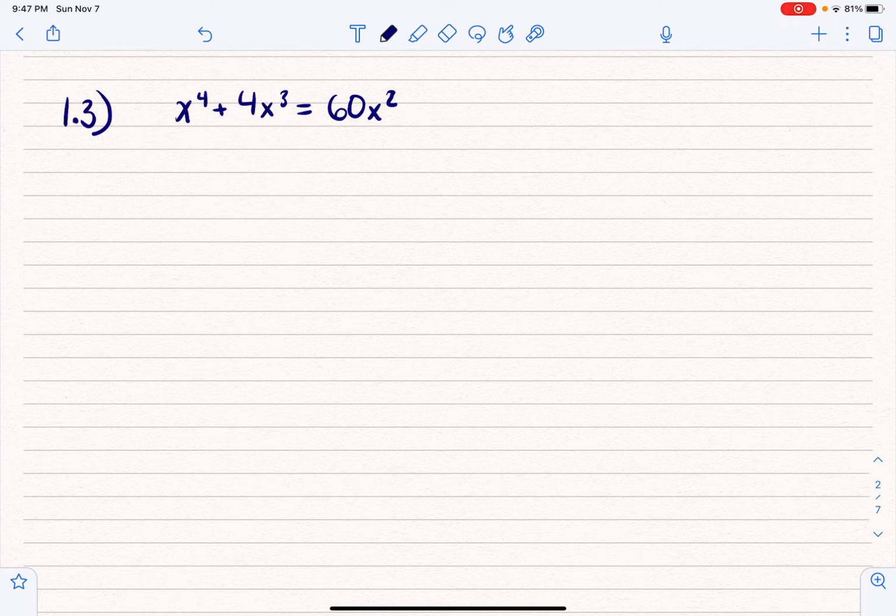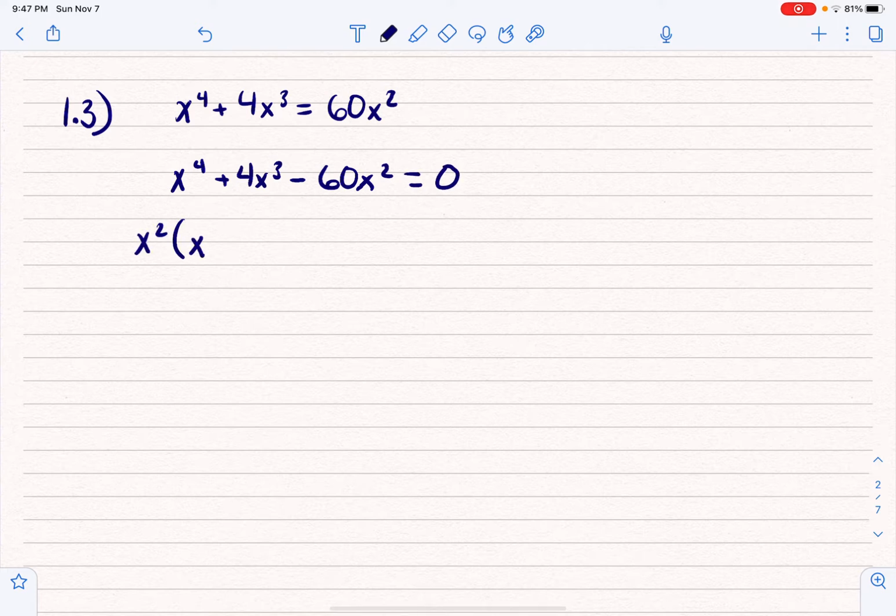Okay, let's see. Hopefully you were able to see that this one is not real hard. Just like all the other ones, first thing I want to do is bring everything over to one side. So I'm going to have minus 60x squared equals 0. I can factor out an x squared out of every term, which leaves me with x squared plus 4x minus 60 is equal to 0.